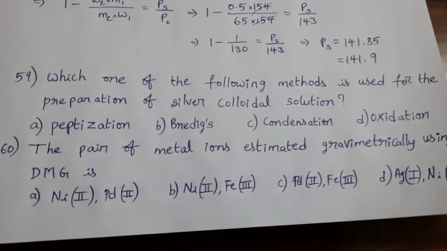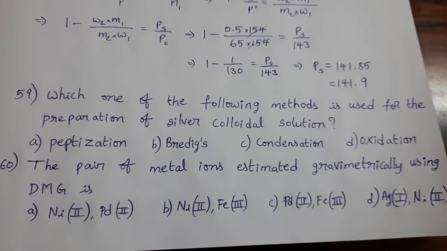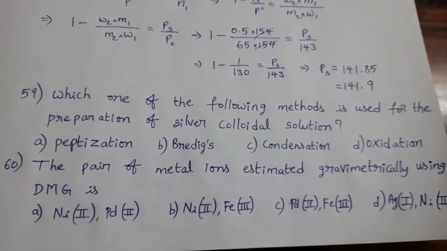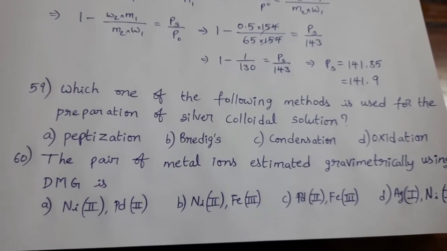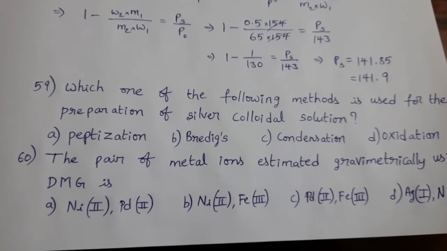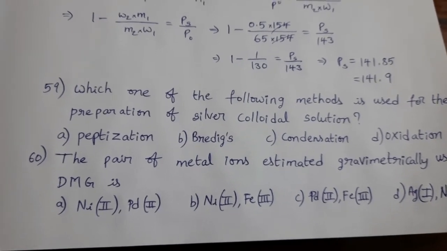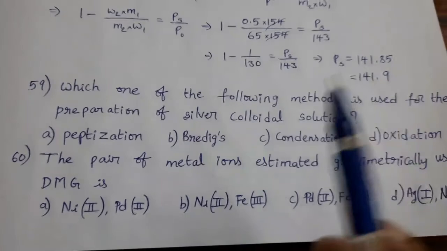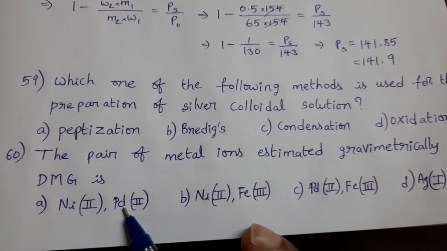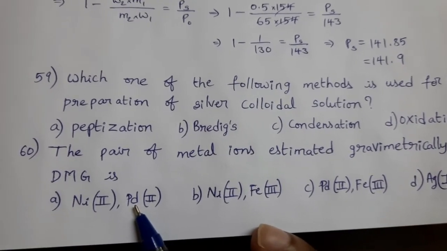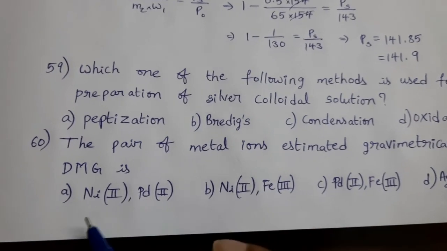Next, the pair of metal ions estimated gravimetrically using DMG is... DMG means dimethyl glyoxime. By using this substance, we can estimate the metal ions nickel and palladium present in the given mixture. So option A is the answer.